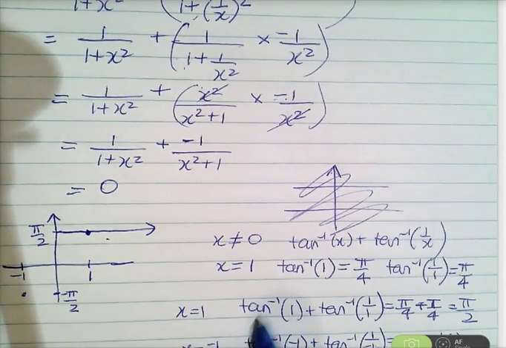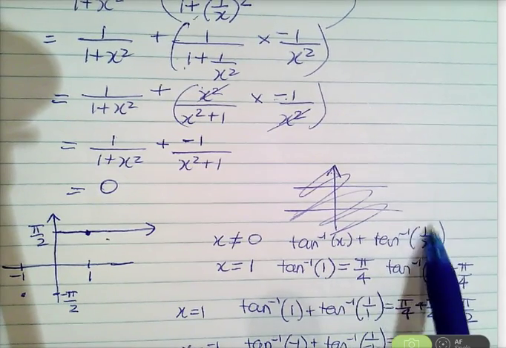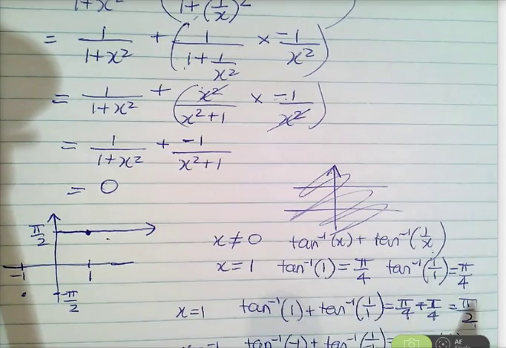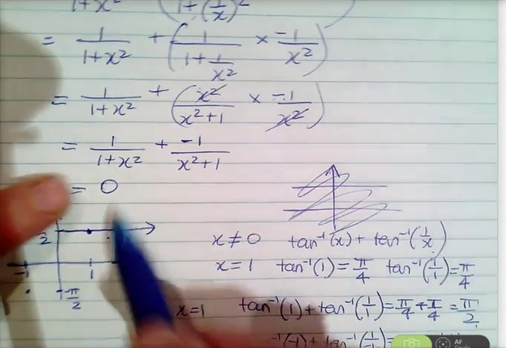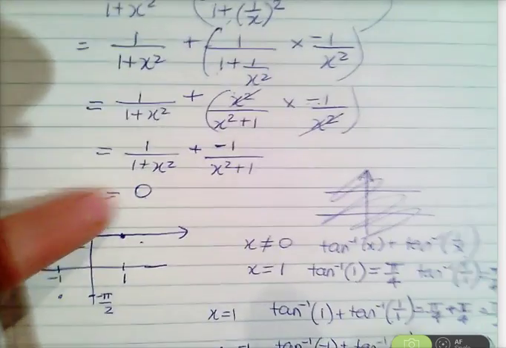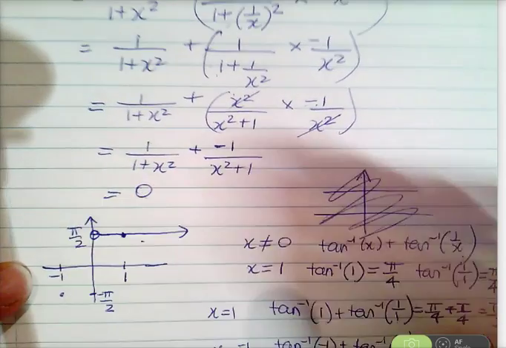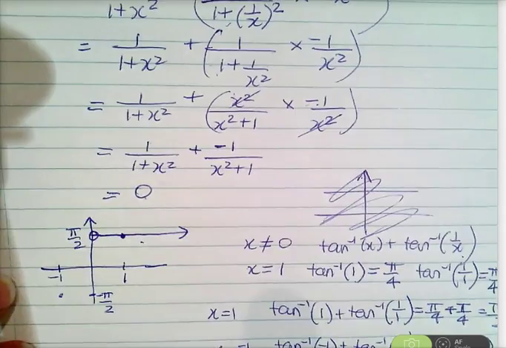And if you do, the inverse tan of 2 plus the inverse tan of a half should also be pi on 2. But we know we don't need to do that because the gradient, when we did the first derivative, the gradient of the curve is 0. And we also know that x can't equal 0, so we have to have a big circle there.